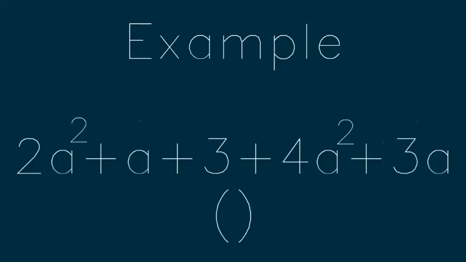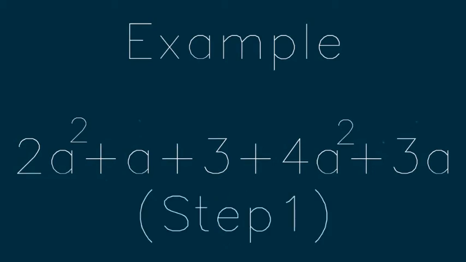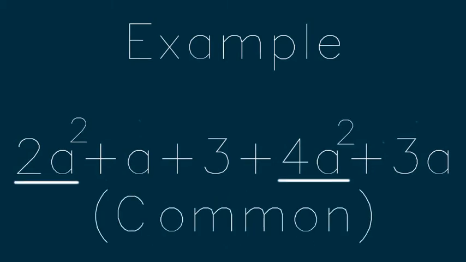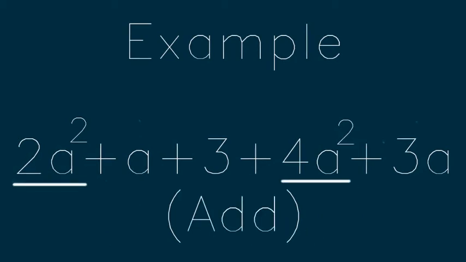Now let's look at another example so that stuff gets clear. Over here in this example we have 2a squared plus a plus 3 plus 4a squared plus 3a, and we're going to go through step 1, which is to find common stuff. Now we find that a squared is common on both sides, and a is common on this side, and we have a single 3, so we can't do much with that, but with the other two groups we're going to be adding them together. Now we're going to be adding 4 and 2.